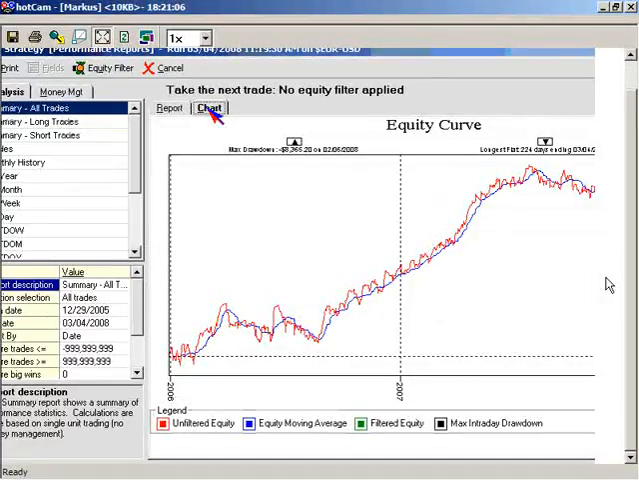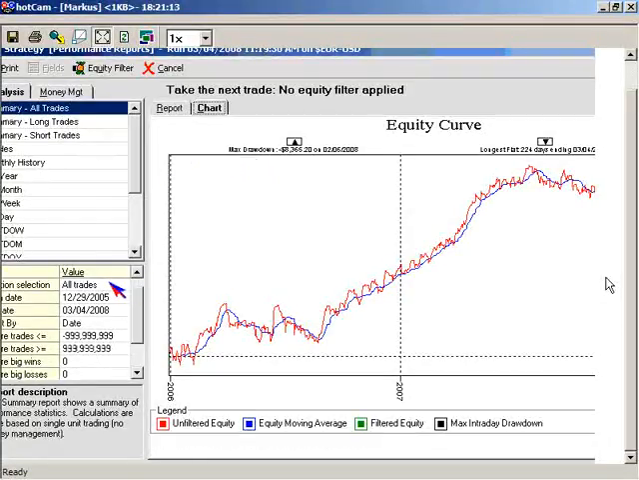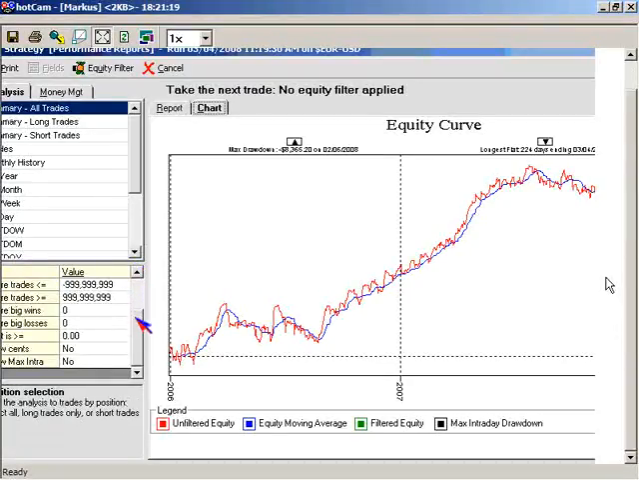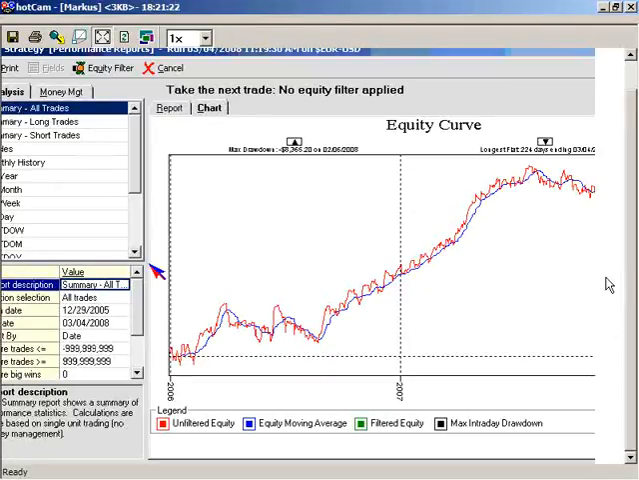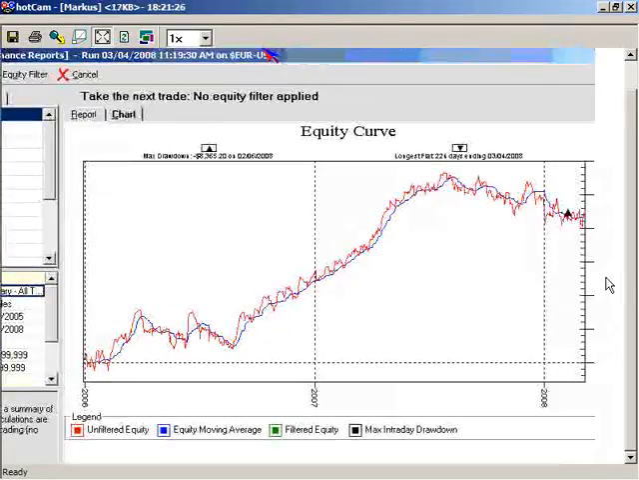Let's take a look at the equity curve, and let me just remove, what do we have here? It's a moving average that I see here. Let me see if there's any way I can remove this. I don't see it right now. Doesn't matter. So this is how our equity curve looks like.